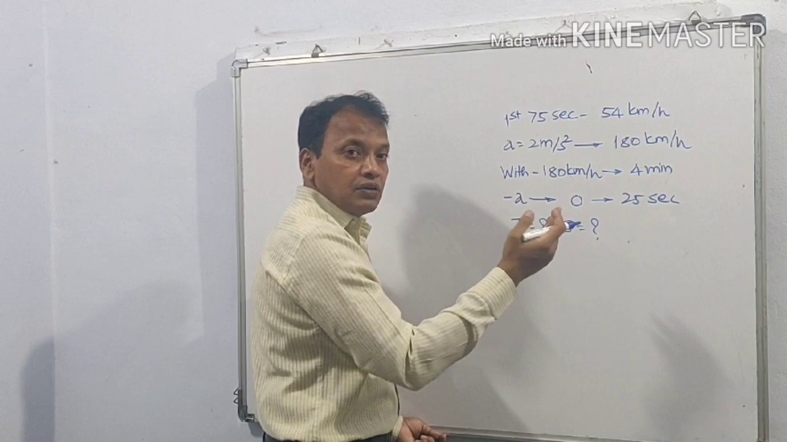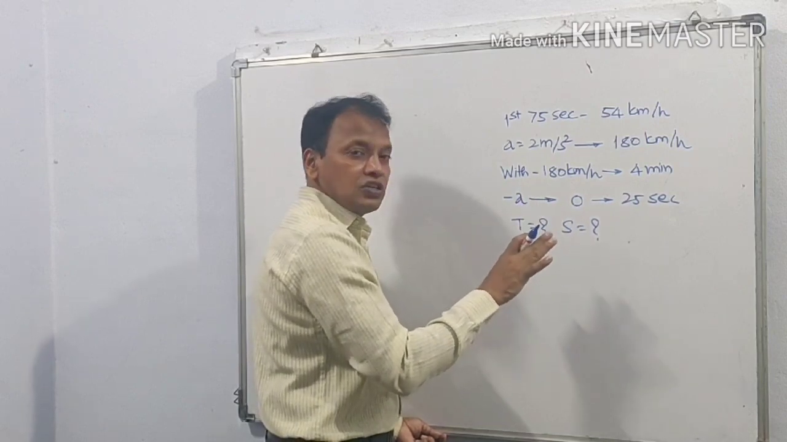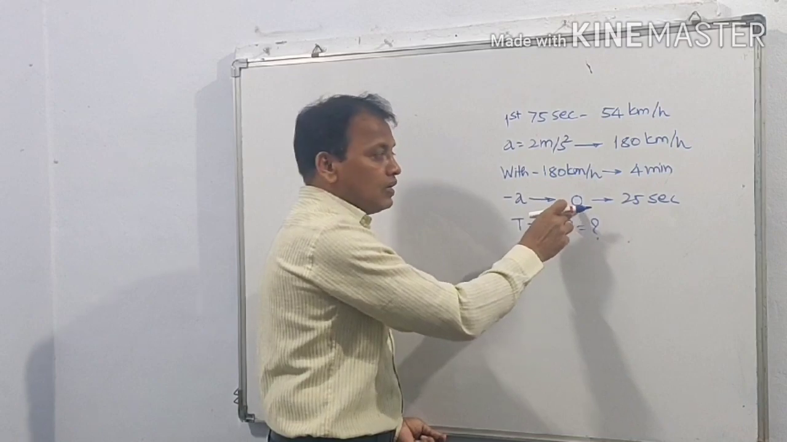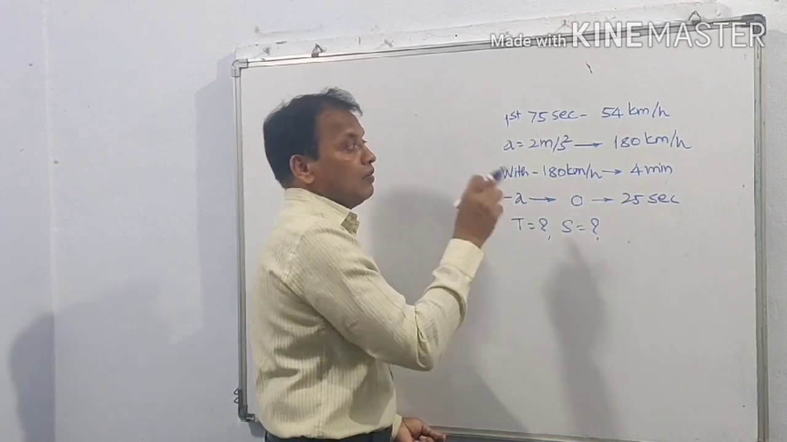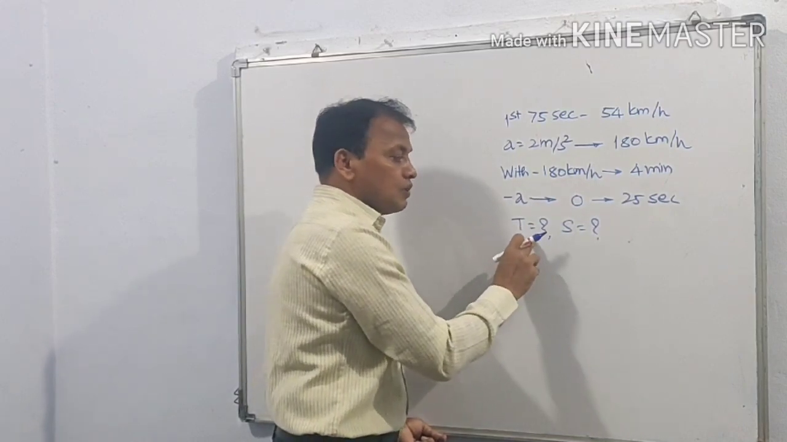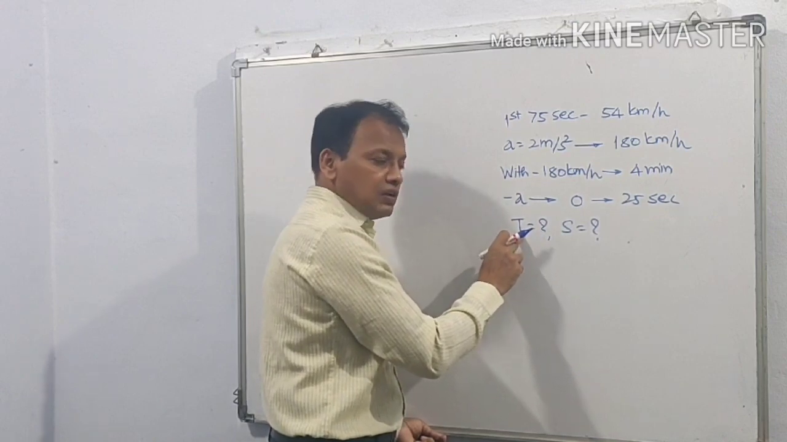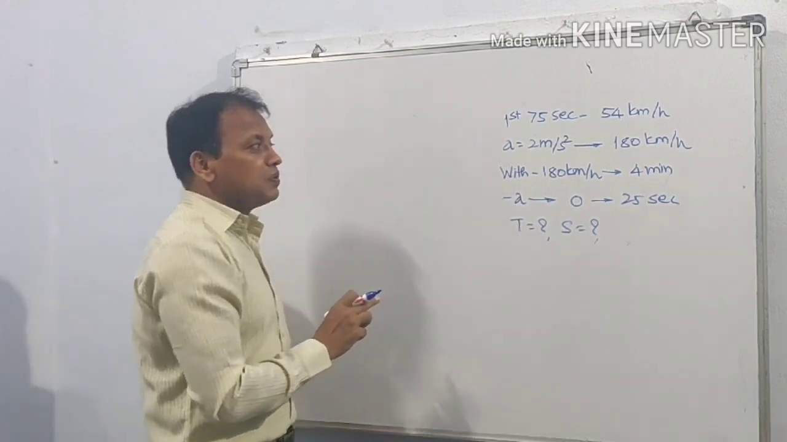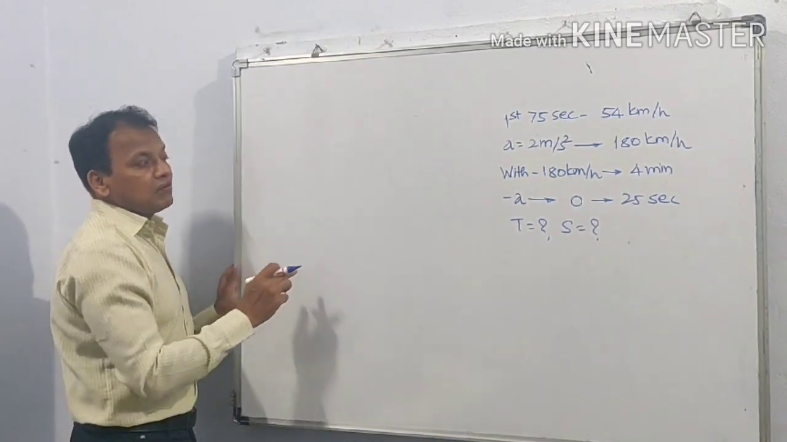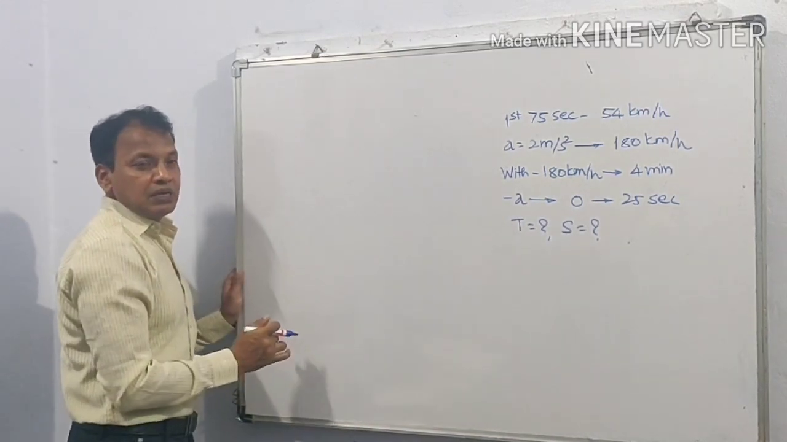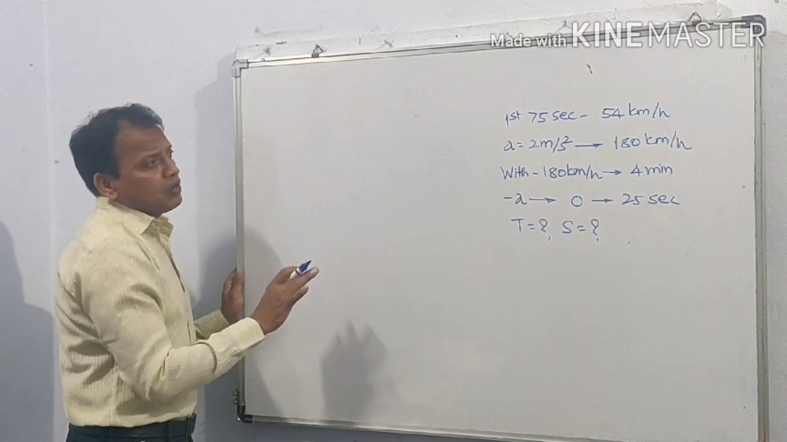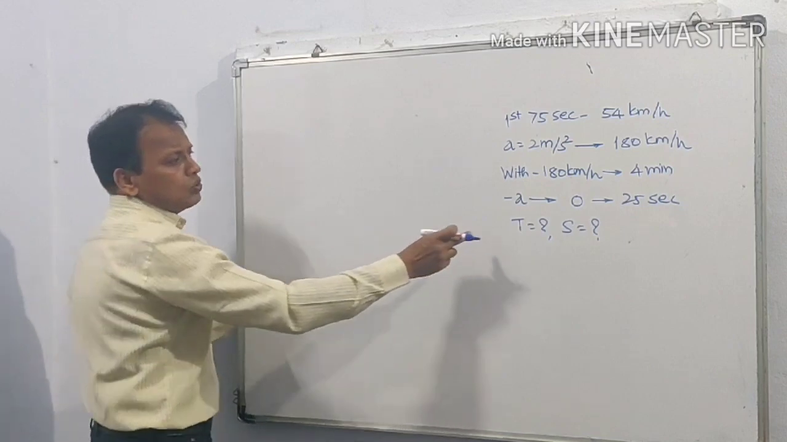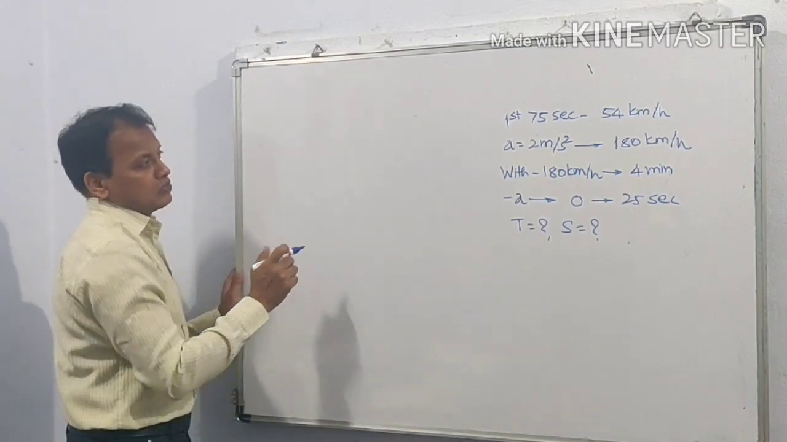After 4 minutes, when brakes are applied, retardation starts. In 25 seconds, the vehicle is brought to rest. And for this case, we are asked to find total time of travel, T, and total distance travel. So let us first draw velocity time diagram with the available data. Once velocity time diagram is drawn, it is very easy to calculate the desired parameters.